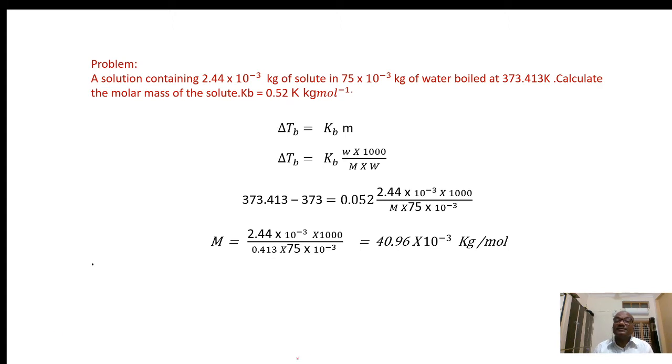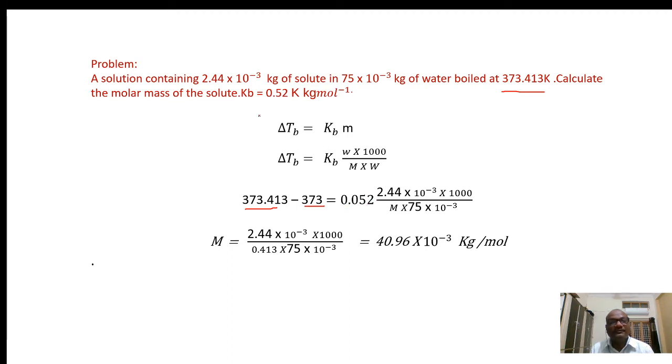What is the boiling point of the solution given? It is given as 373.413 Kelvin. Solution minus solvent. So the boiling point of water is 100 degrees centigrade. 100 plus 273, we know that is 373 Kelvin. It is not there in the problem, but all of you know the boiling point of water. How much is it? 100 degree centigrade, and it boils at 100 plus 273 means 373 Kelvin. That we are substituting. Is equal to Kb, which is 0.052 Kelvin kilogram mole inverse.